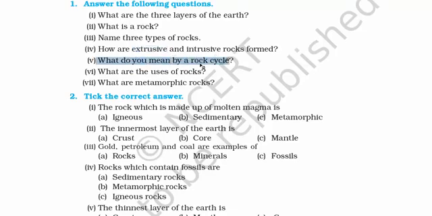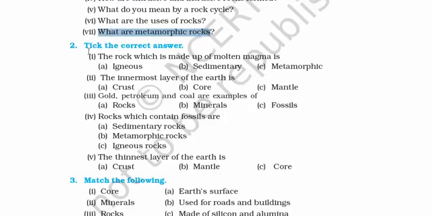Fifth question, what do you mean by a rock cycle? Rock cycle is nothing but a chain reaction that happens where a rock goes through extreme physical as well as chemical change. For example, limestone turns into marble, and igneous or sedimentary rock that become metamorphic rocks. Sixth question, what are the uses of rocks? Rocks are used to build a lot of things such as roadways, buildings, etc. What are metamorphic rocks? Metamorphic rocks are nothing but the transformation of sedimentary and igneous rock under high heat and pressure.